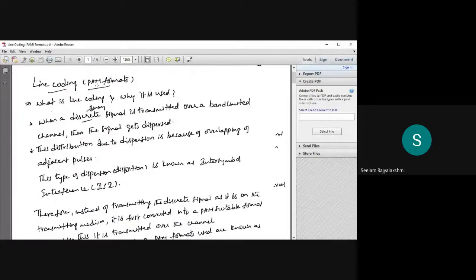Let us discuss line coding or PAM formats. PAM is abbreviated as pulse amplitude modulation, so these are pulse amplitude modulation formats. So what is line coding and why is it used?